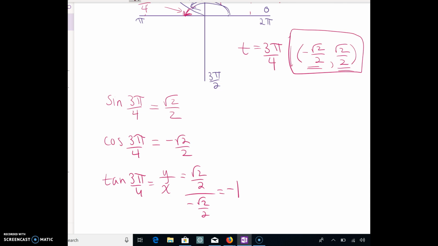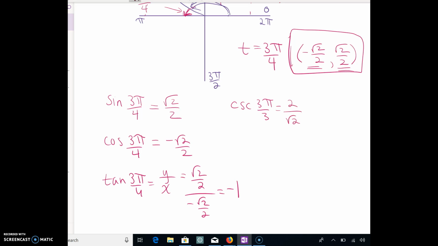Now that we have the first 3 functions, the last 3 functions fall out naturally, because we can just think of them, and let's do this from now on, as being reciprocals. So if we know that the sine of 3 pi over 4 is equal to the square root of 2 over 2, well, the reciprocal of sine is cosecant. So the cosecant of 3 pi over 4 is the reciprocal of sine, which is 2 over the square root of 2.